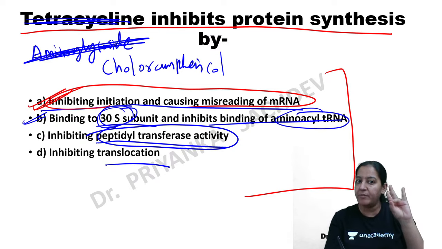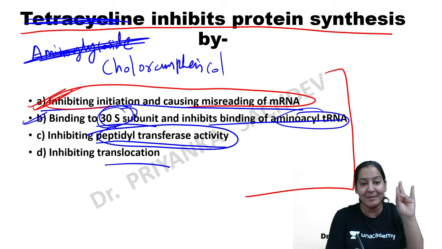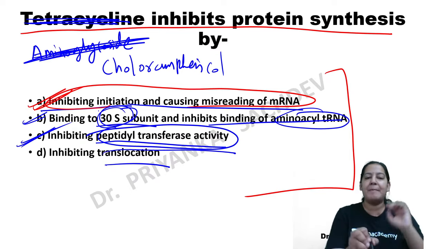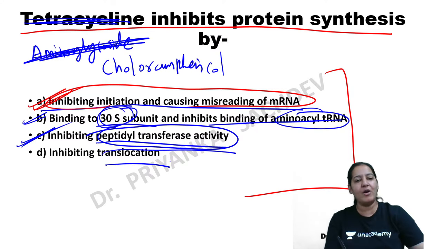For peptide bond formation, you require an enzyme. The name of the enzyme is peptide transferase. So, can I say it inhibits peptide transferase? Yes. For chloramphenicol, the answer will be C.